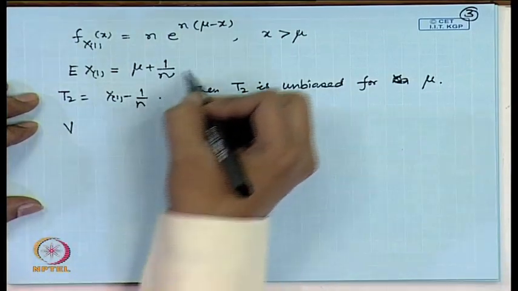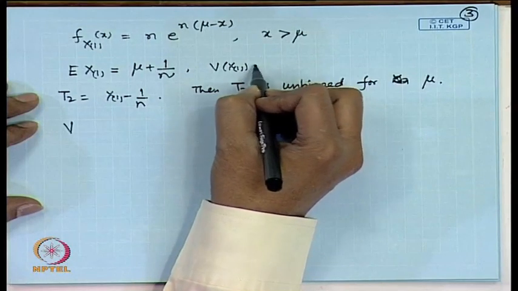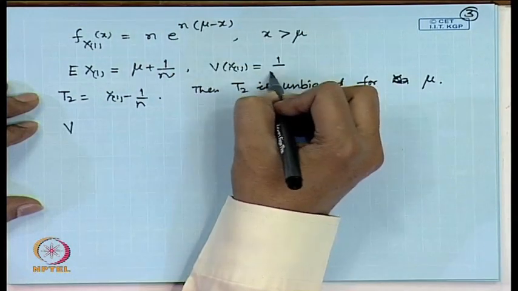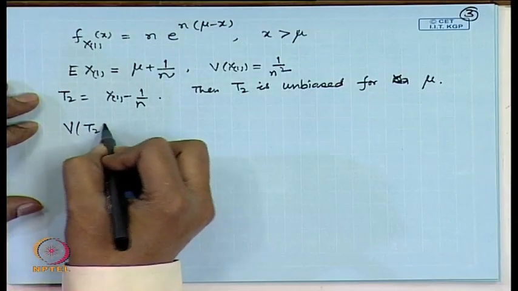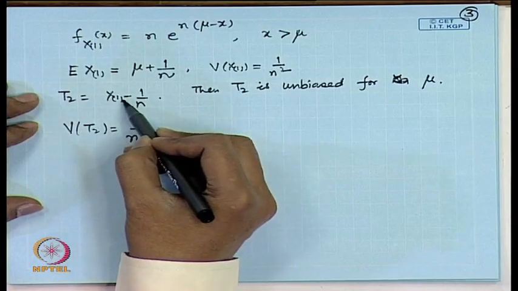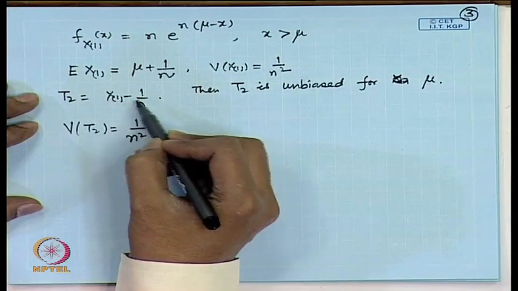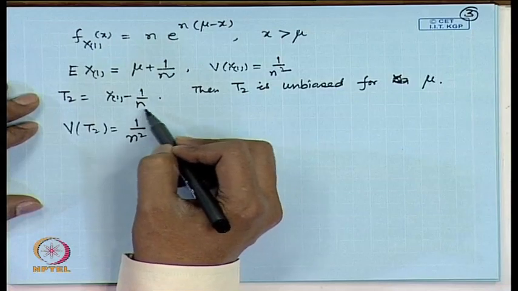Now, in this one I can consider variance also. What is variance of x 1, for example? Variance of x 1 here is 1 by n square. So, variance of t 2 is also 1 by n square, because it is variance of x 1 itself. The variance of a function does not change if I make a change of origin.